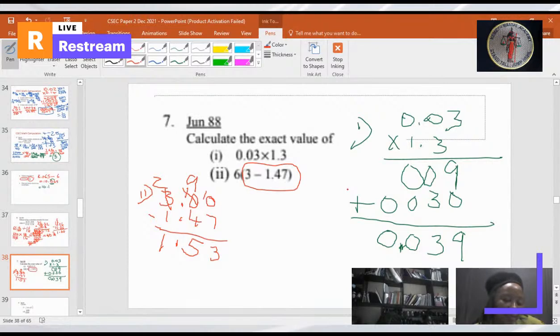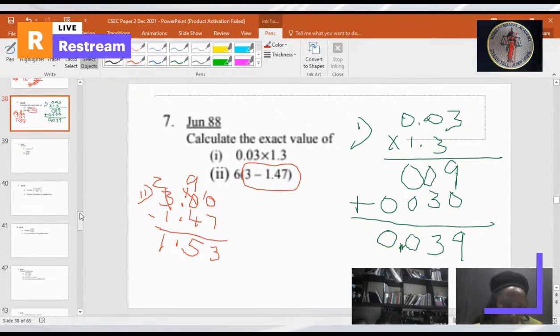Is that our final answer? Remember, this was in the bracket, but wait, there's a 6 in front of the bracket. So that means we're to multiply the answer that we get in the bracket by 6. So this answer here, we need to multiply it by 6 to get the final answer. So that will be 1.53 times 6.